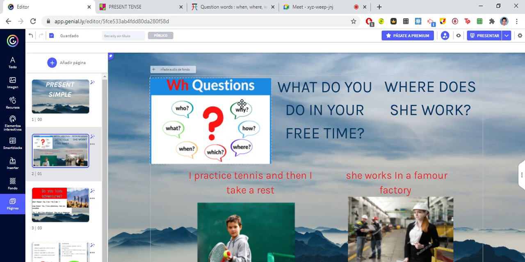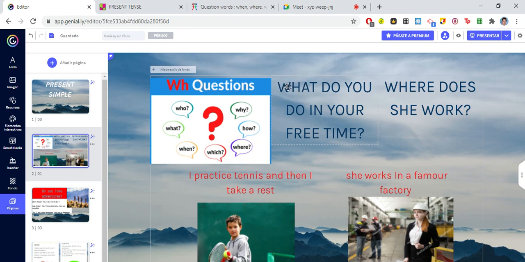WH questions are those questions that you listen to or you create with these specific words: who, what, when, which, where, how, and why. These are really important words, because with these words I can ask many basic but also important questions. Okay, let's take a look.